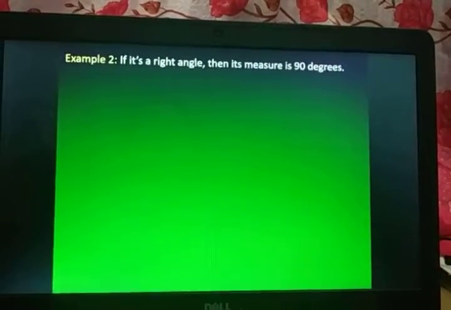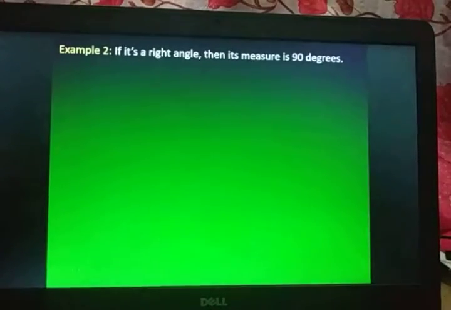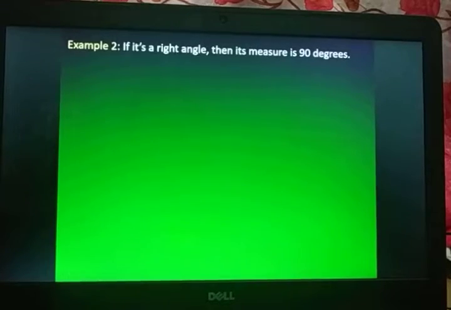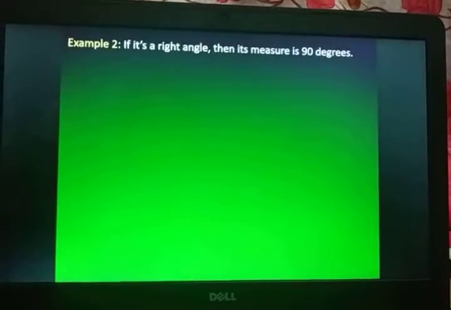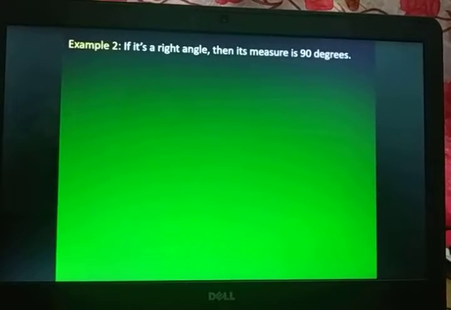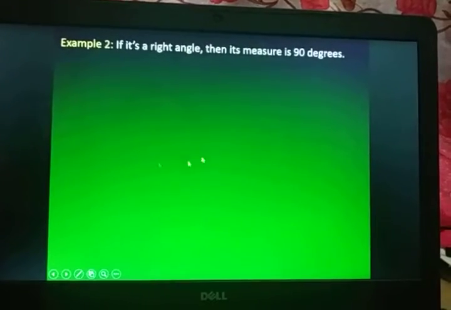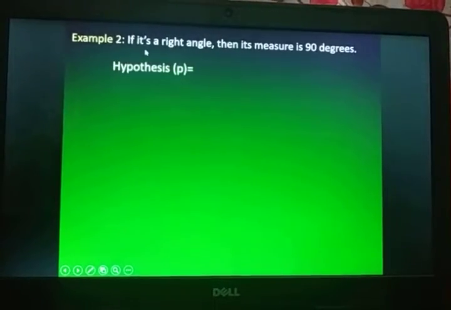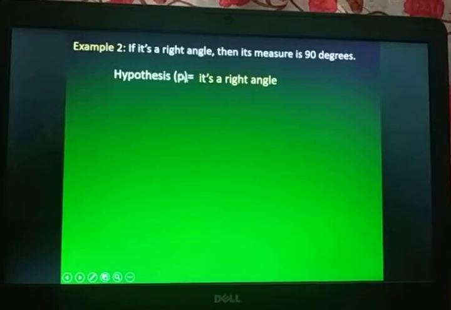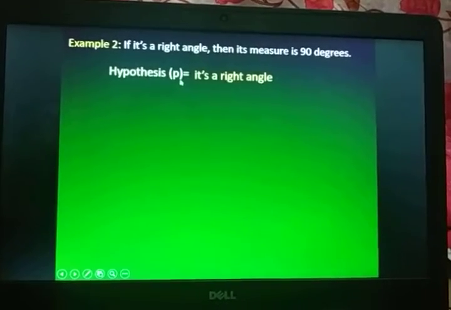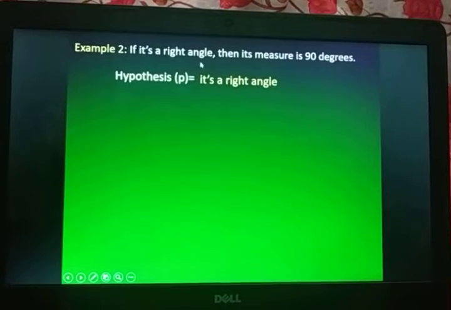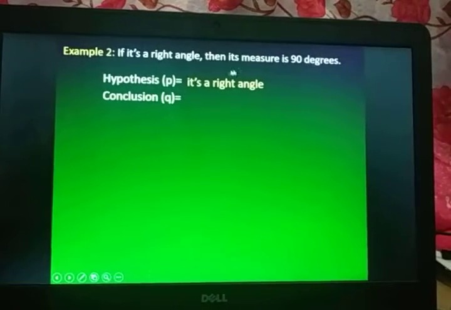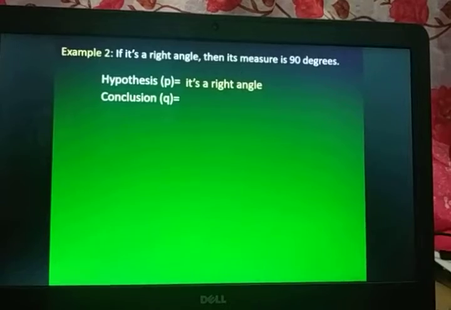Okay, example 2. Given. We have already our if-then statement. If it's a right angle, then its measure is 90 degrees. Let's now identify our P or hypothesis and our Q, our conclusion. So we learned that in a conditional statement, the first part is the hypothesis. And so our hypothesis is symbolized by P. It's a right angle. Here it is. And then the later part is the conclusion represented by Q. Its measure is 90 degrees.